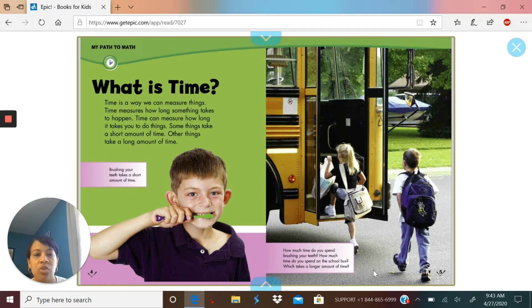How much time do you spend brushing your teeth? How much time do you spend on the school bus? Which takes longer? Obviously, staying on the bus takes longer than brushing your teeth.